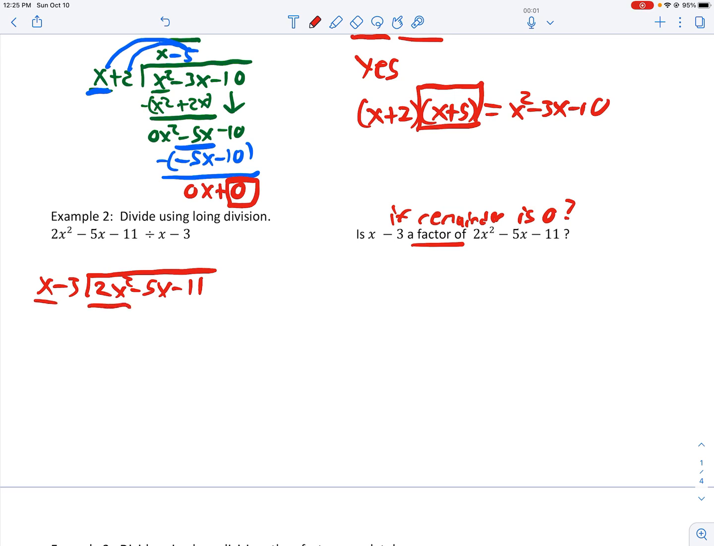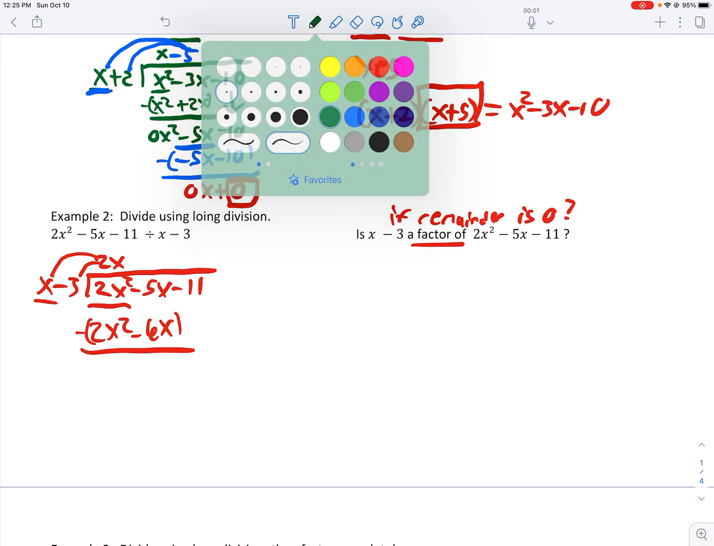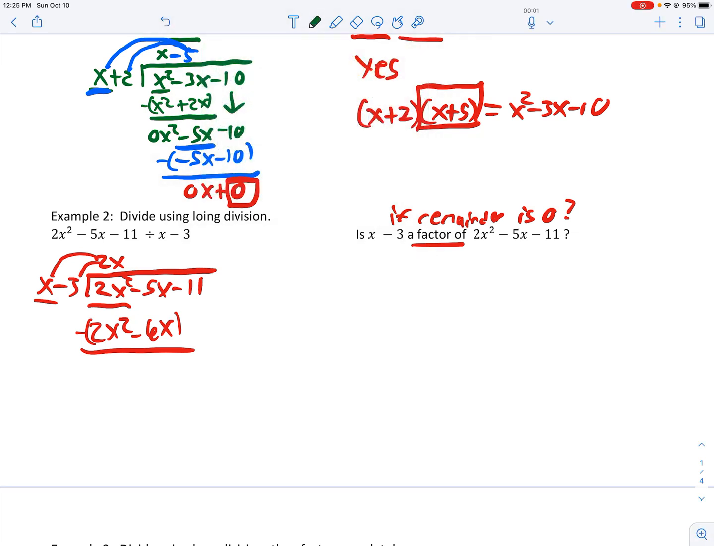Now, if you can't figure that out, well, what do you have to multiply x by to get 2x squared? 2x. So then it's 2x times x, 2x squared, 2x times negative 3 is negative 6x, and then I subtract. So 2x squared minus 2x squared is 0x squared. Minus 5 minus a negative 6, that becomes double negative, so it's plus, so this becomes 1x. Then you bring down the 11, and you repeat.